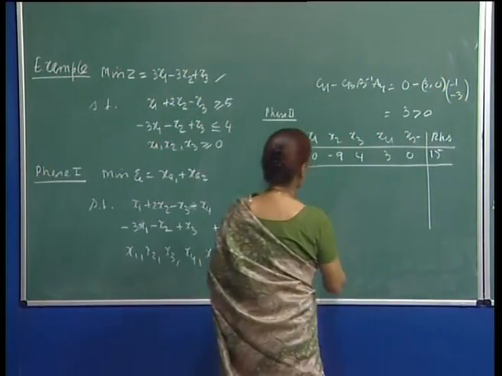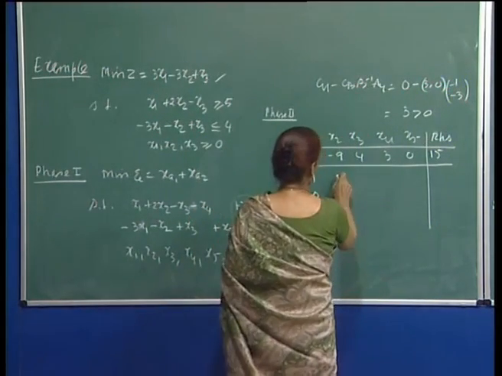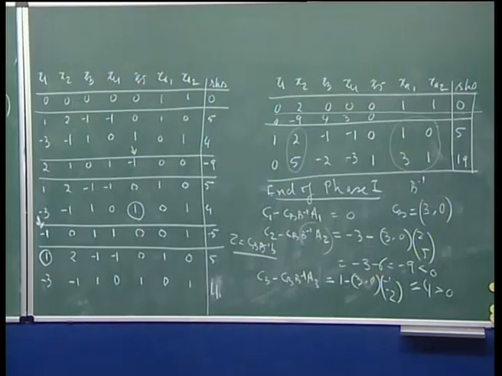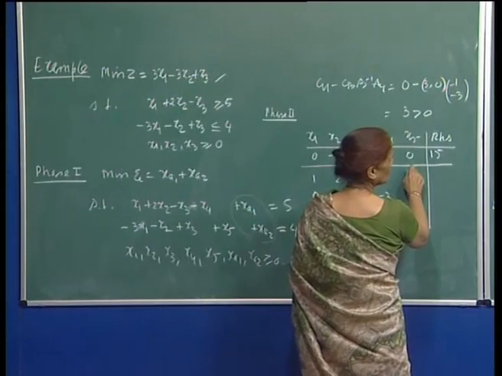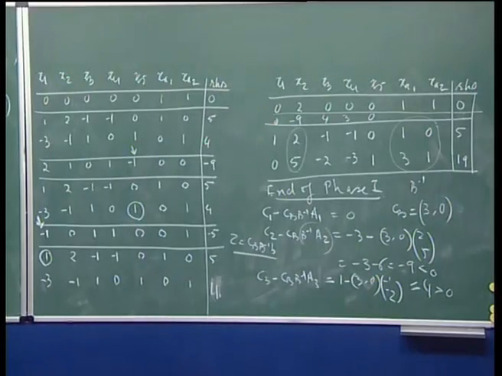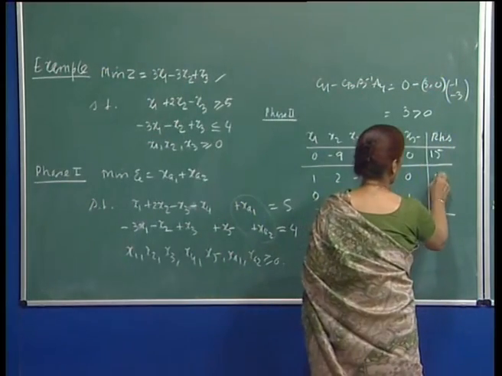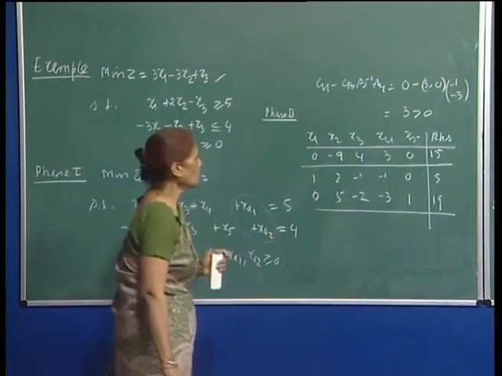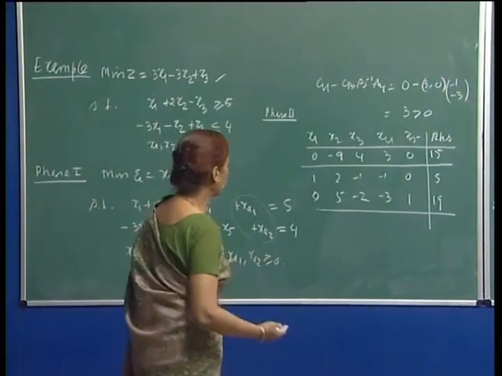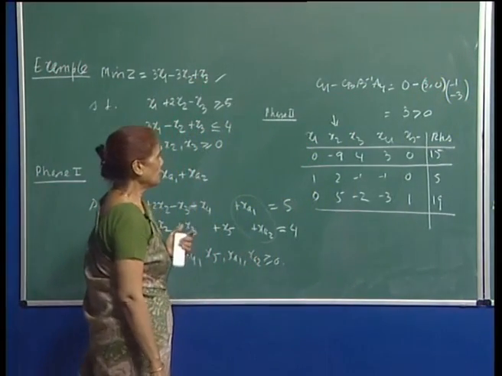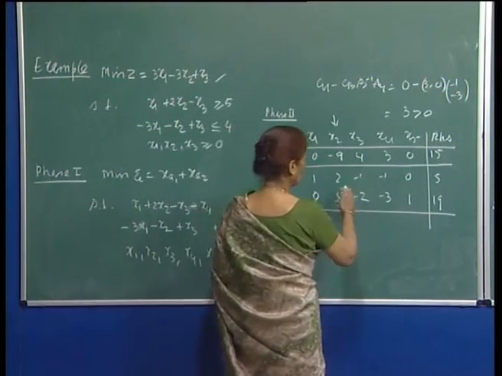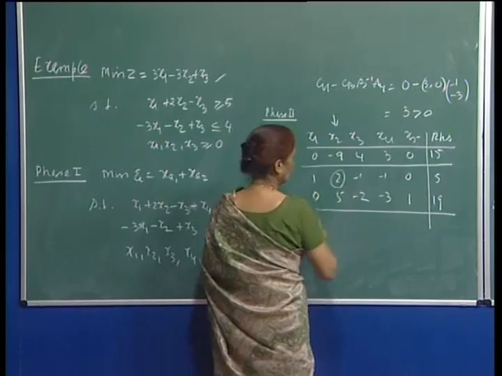And the rest of the tableau as it is: 1, 0, 2, 5, minus 1, minus 2, minus 1, minus 3, and 0, 1, right. Okay, and your basic feasible solution is 5 and 19. So this is your phase 2 starting tableau, and since this is negative, the solution is still not optimal, we need to work for it. So this will be the entering variable, and 5 by 2 will be your pivot element, right.